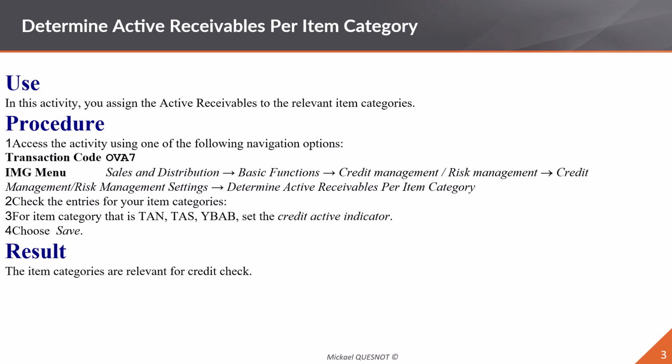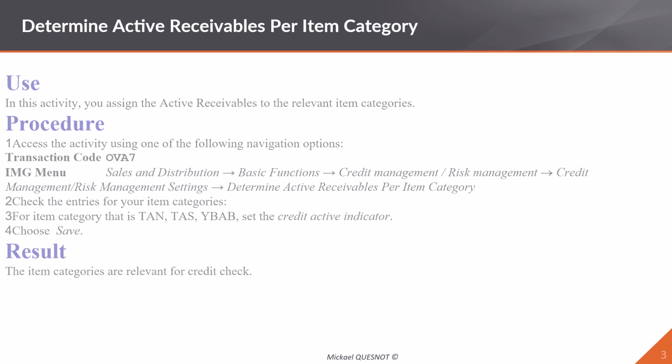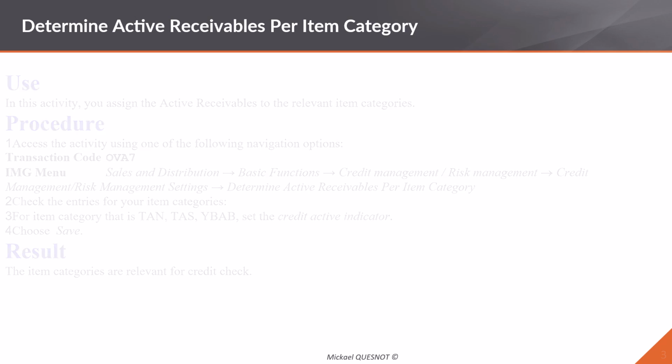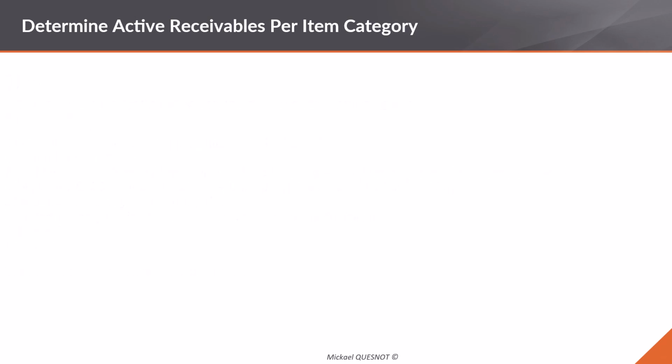Okay, practical question then. If someone listening wants to check this out in their own SAP system or maybe adjust it, where do they go? Good point. The quickest way is often the transaction code, OVA7. OVA7. Yep, OVA7. That takes you right there. Or if you prefer the menu path, you navigate through the IMG. The implementation guide. Okay. Right. It's under Sales and Distribution, Basic Functions, then into Credit Management, Risk Management. Keep going to Credit Management, Risk Management settings. Okay, I'm nearly there. And then you'll find Determine Active Receivables per Item Category. Both paths lead to the same screen. Got it. OVA7 or the IMG path.